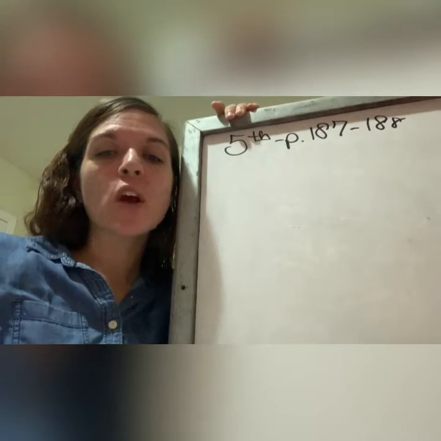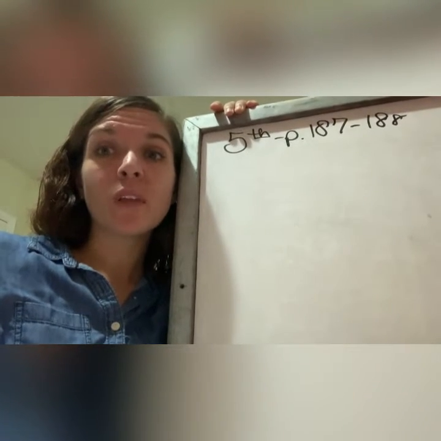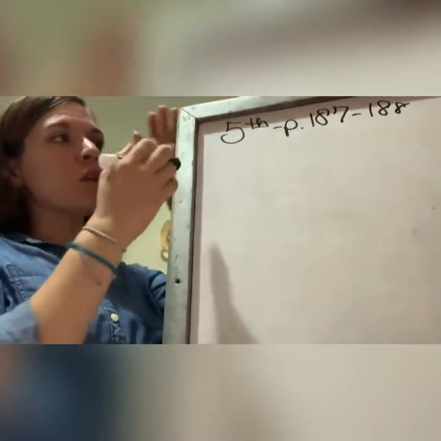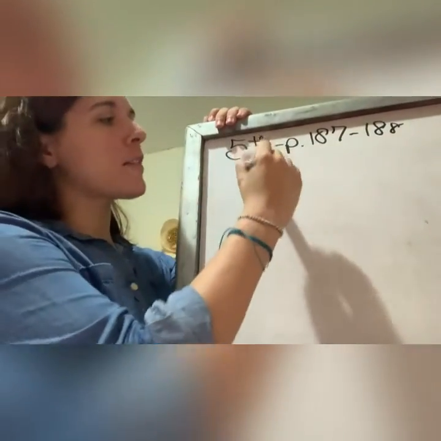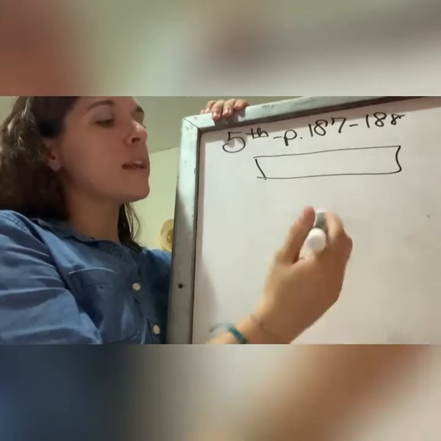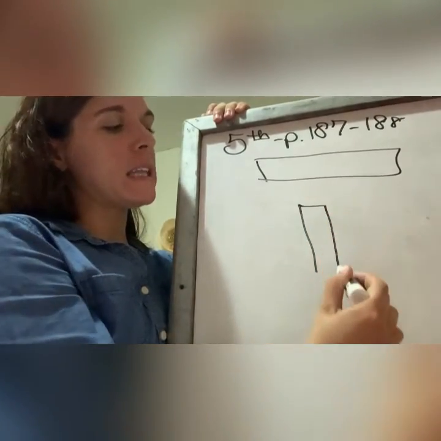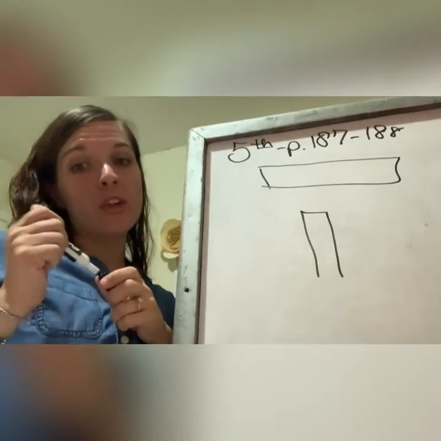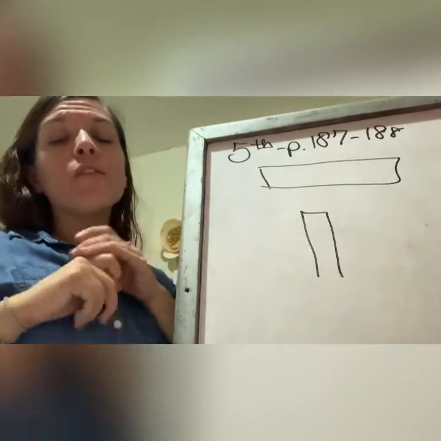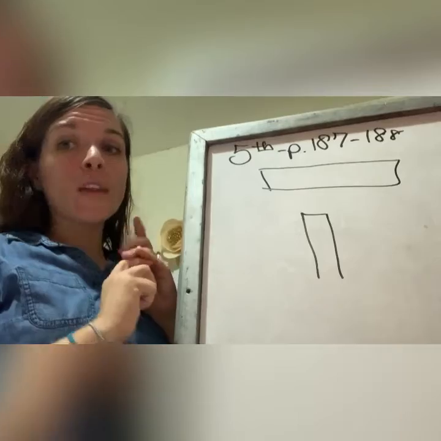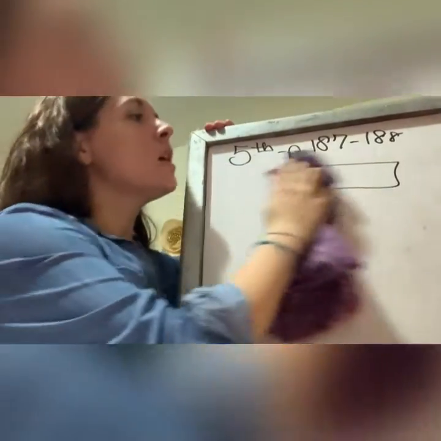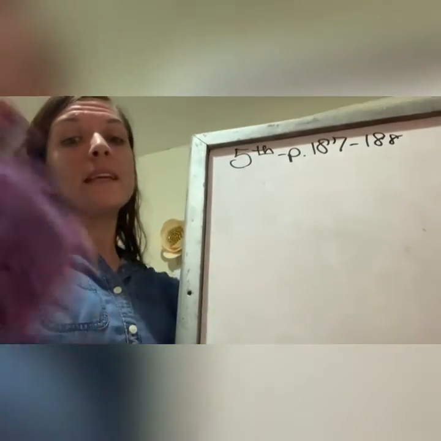Bar graphs are a picture of information too. You can have a horizontal bar graph, which goes like this, or you can have a vertical one that goes like this. They represent certain numbers and different information. A bar graph like this can also be called a column graph because it's a column. We're going to talk about how to read them today.